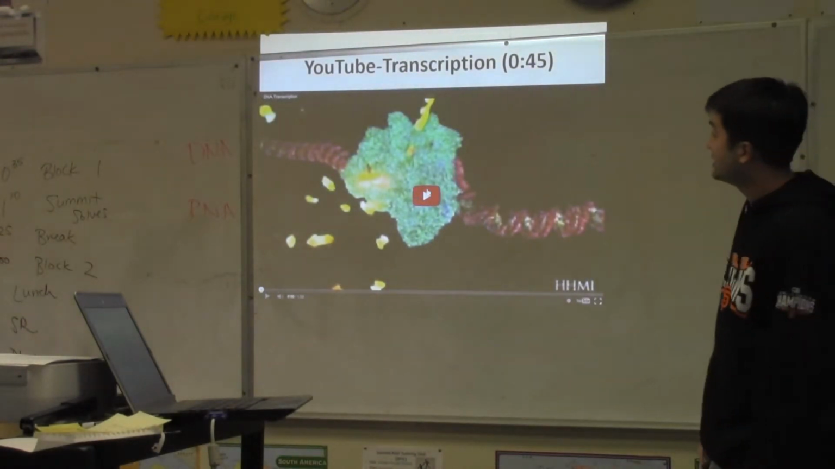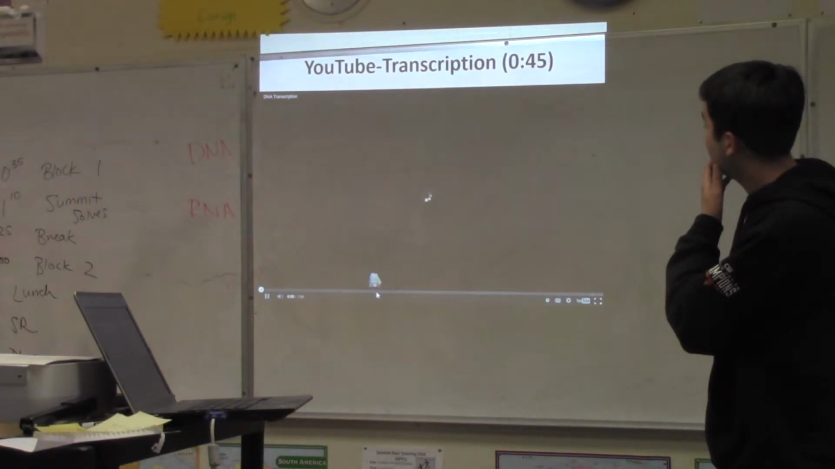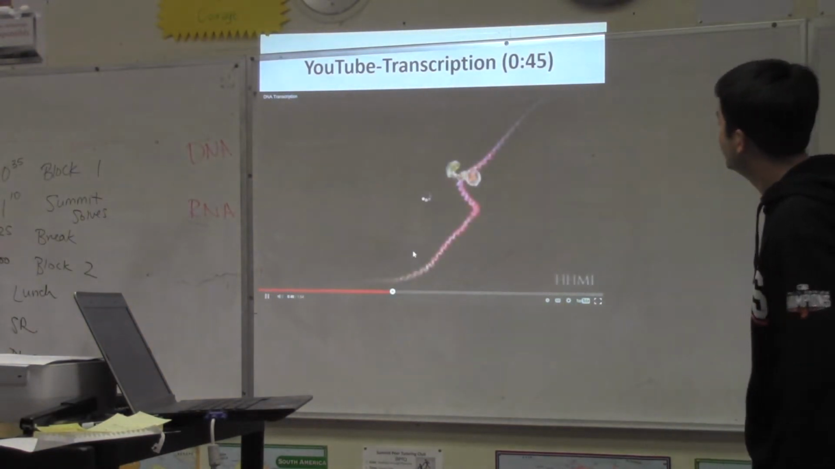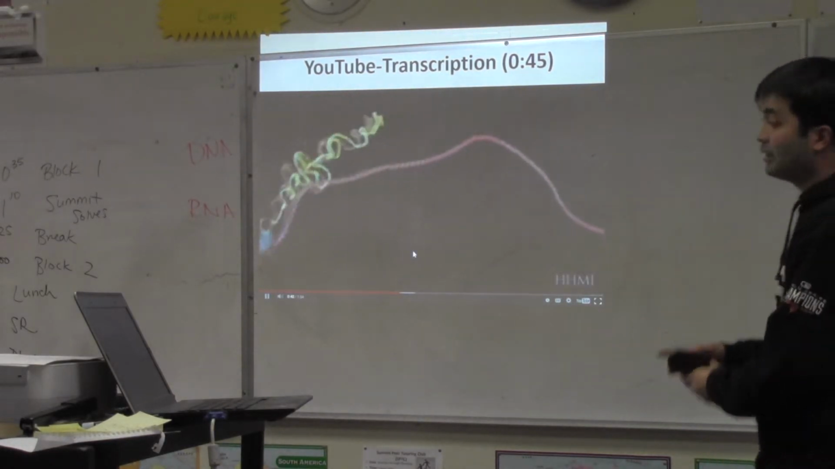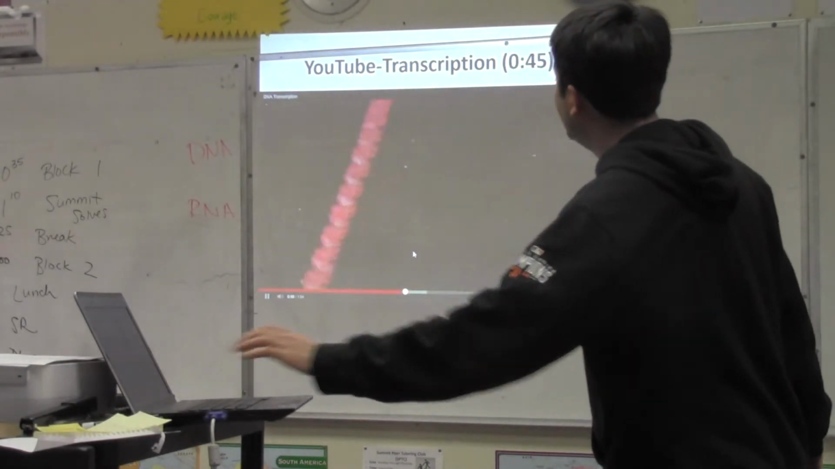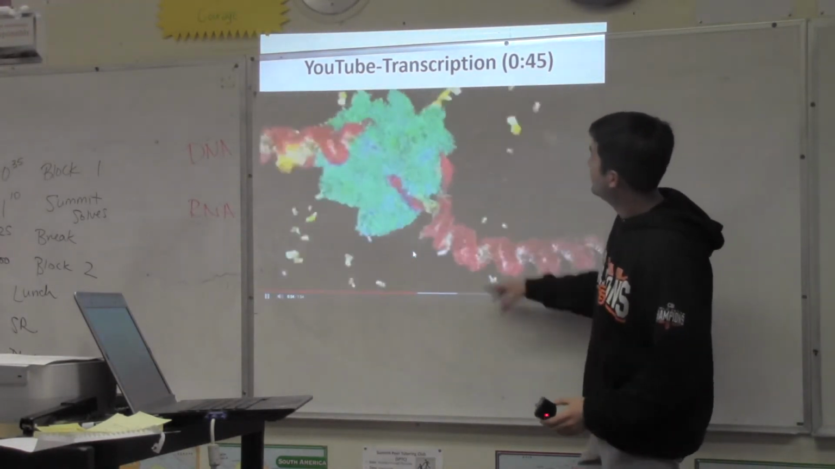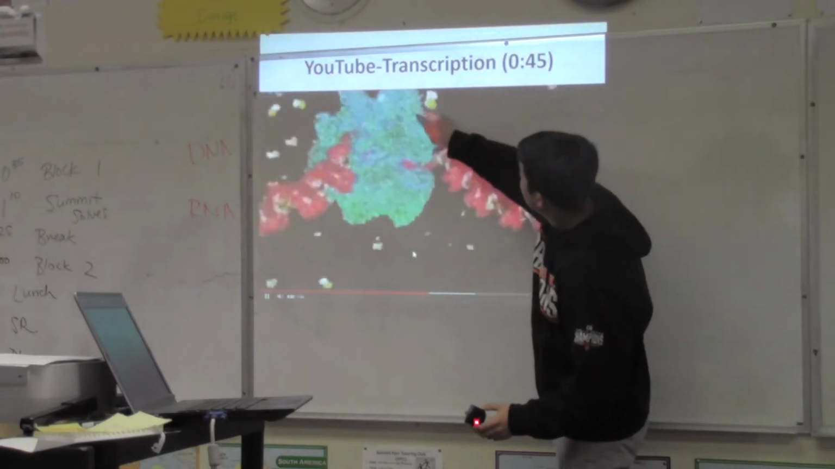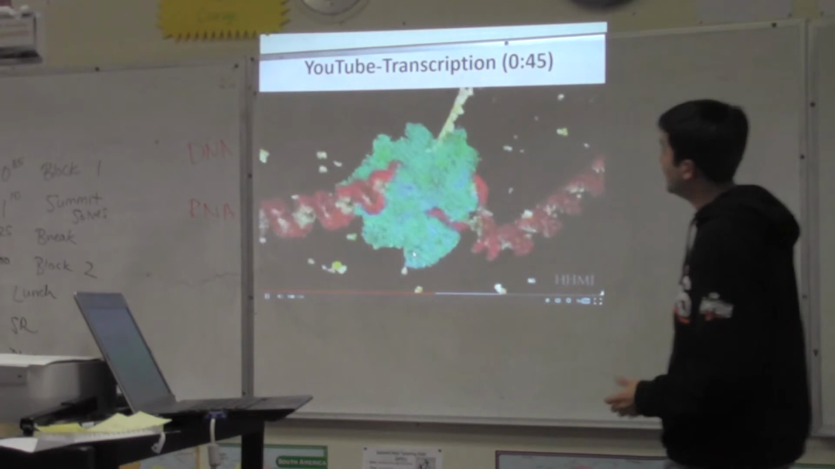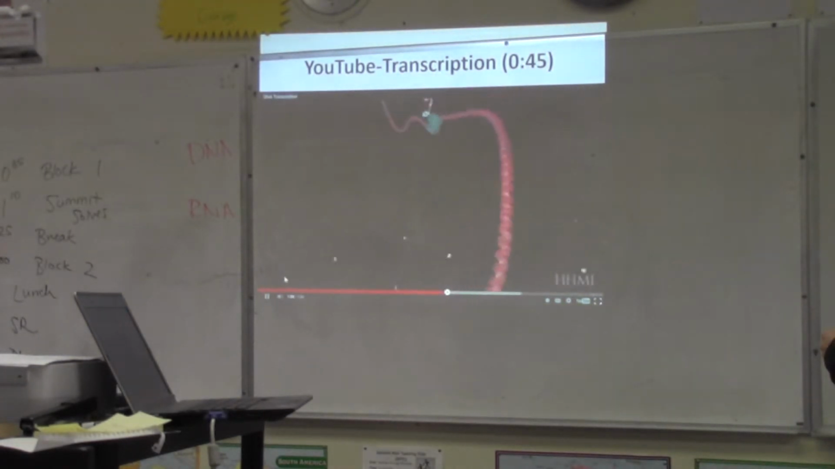Okay? So watch this animation. This is actually how fast it happens. So I'm going to start this at about 46 seconds. This is pretty incredible. This is actually the mRNA being made. And so you can see this red part is the DNA. This is the enzyme making the mRNA. And this big yellow strand, this is the mRNA being made. And it happens super fast. You can see how quickly it's happening.